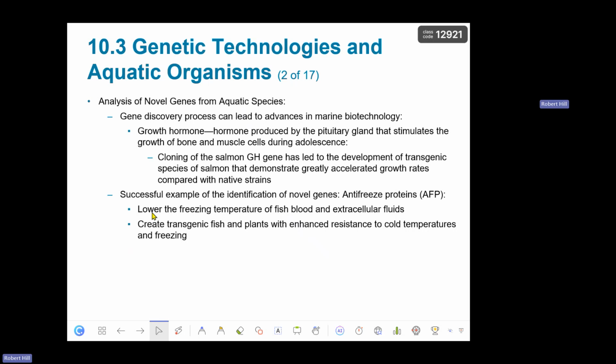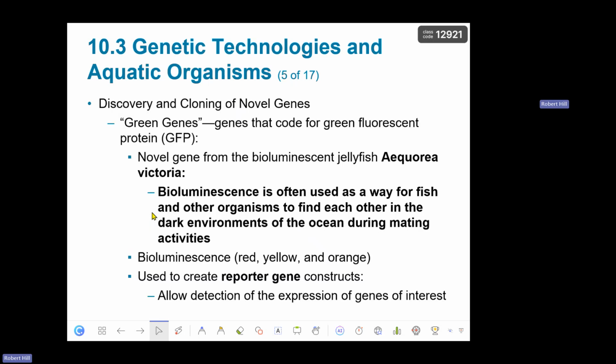As a good example, cloning the salmon growth hormone gene has enabled the creation of transgenic salmon. These grow much faster than their wild counterparts. Another amazing discovery: antifreeze proteins. These lower the freezing point of bodily fluids in cold water fish, and they are being used to create cold-resistant fish and crops. Cool stuff.